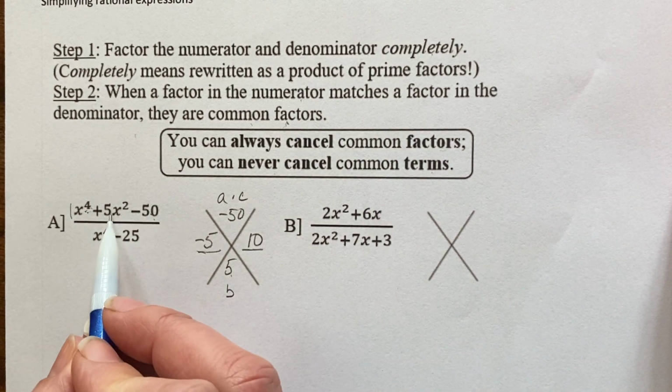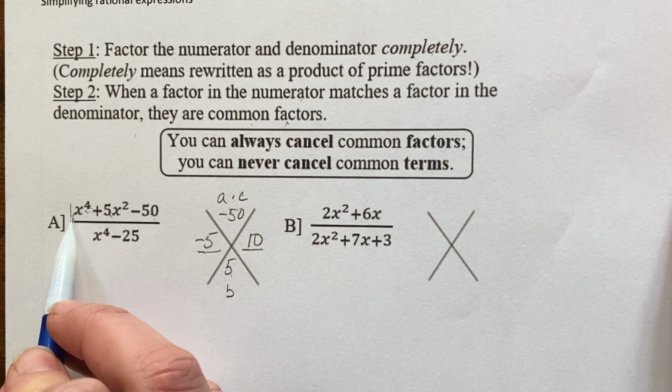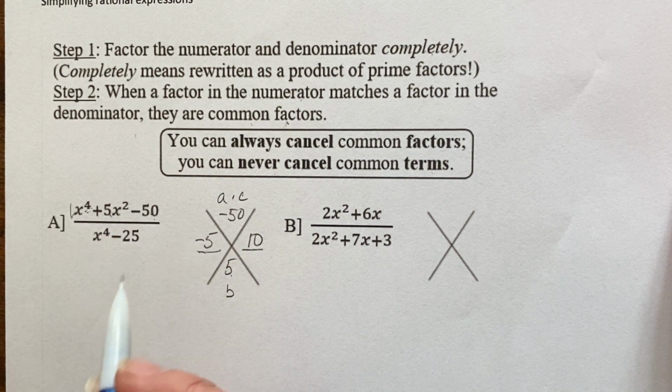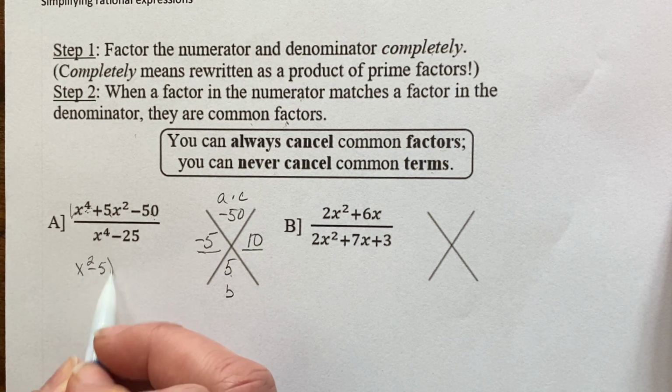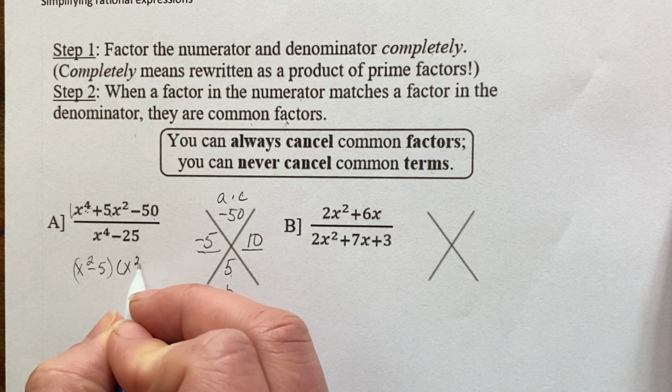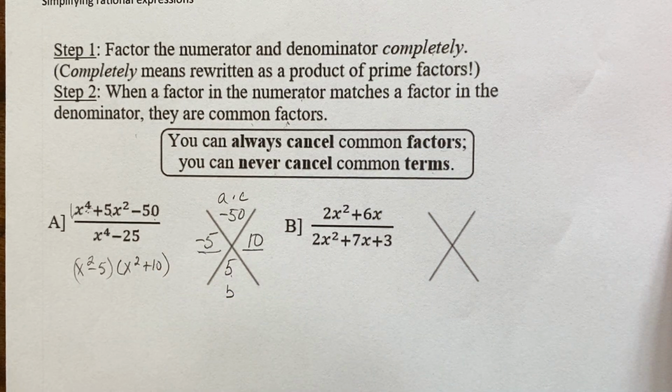Okay, so we're going to break this one up. Now this one's easy because A is 1. You don't have to go through the whole method of factoring by grouping. So we can just quickly set it up: (x squared minus 5)(x squared plus 10). And there's your numerator factored.